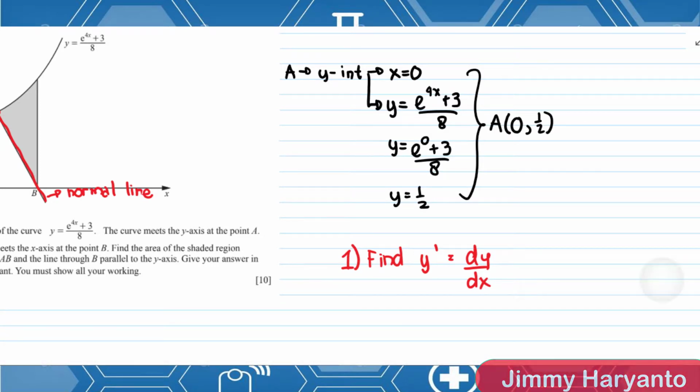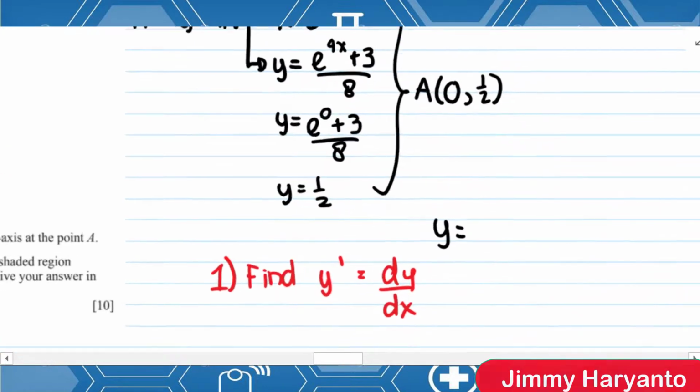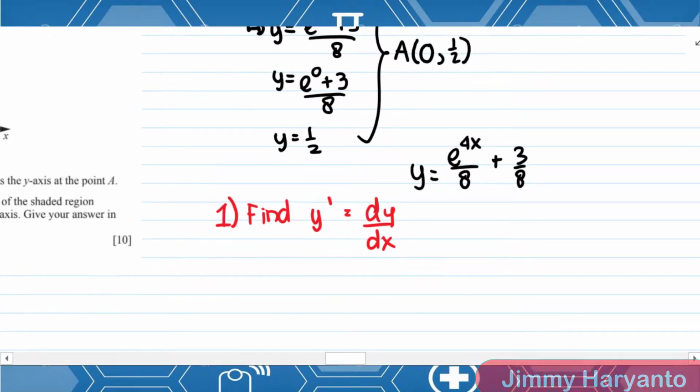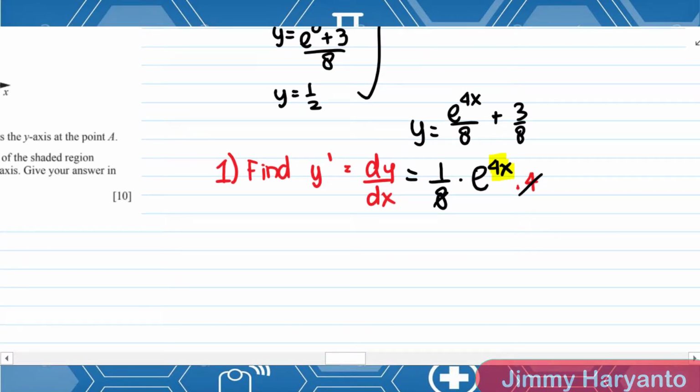First, I have to separate the 8, y equals e to the power of 4x over 8 and then plus 3 over 8 to make the differentiation easier. The answer will be 1 over 8 times e to the power of 4x. Don't forget to times the differentiation of the inside function, times it with 4, and then plus 3 over 8 differentiated into 0. Ya, 0-nya dihapus aja. We can cross out this and this.